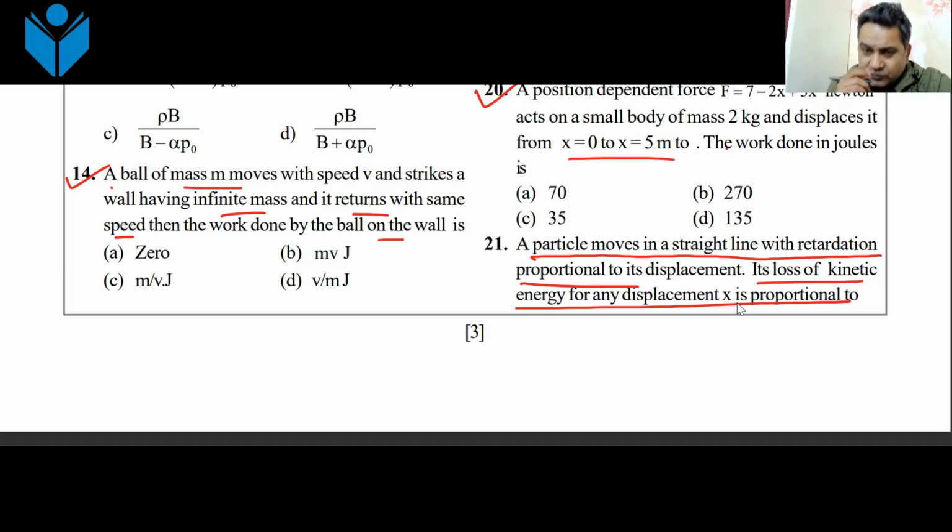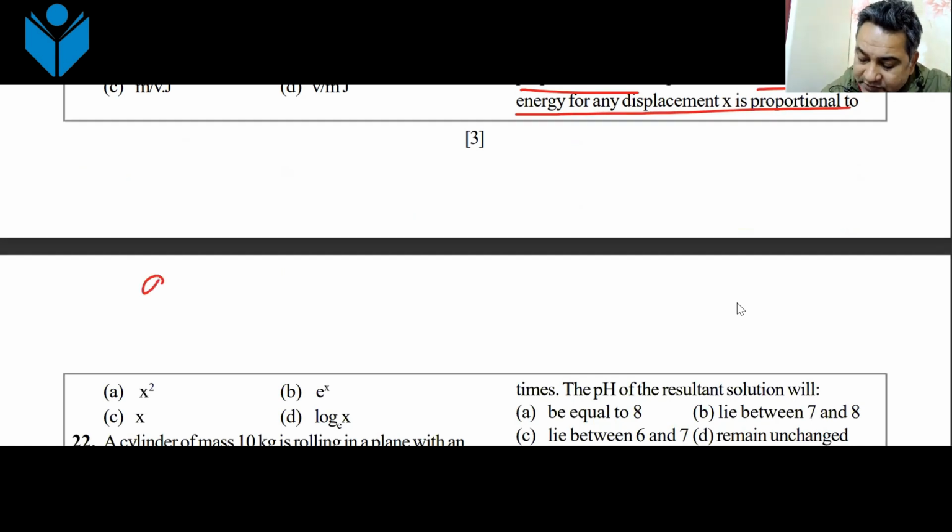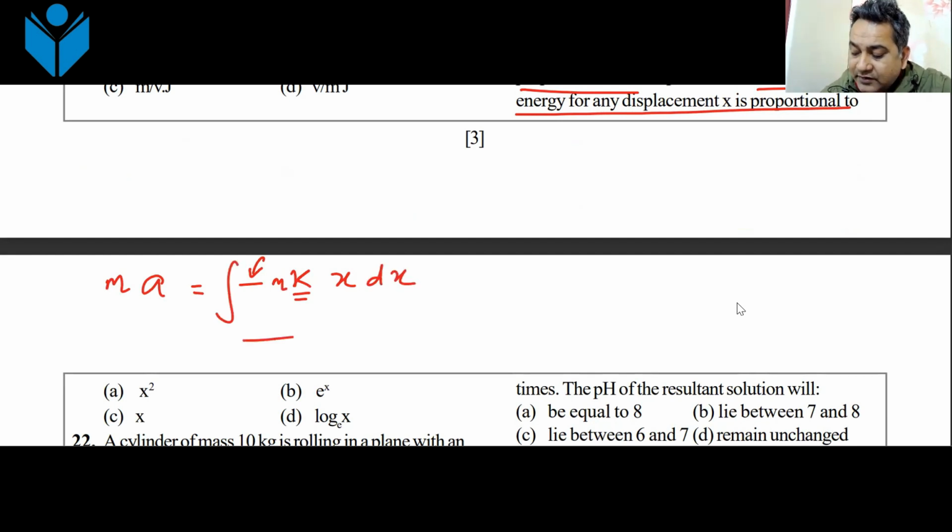I will just write it: acceleration is equal to minus kx. Negative sign because it is retardation. K is a constant. If I multiply it by m, this will become your force. If I multiply it by dx and integrate it, I will get the work done. This work done is equal to change in kinetic energy. Kinetic energy will decrease. From here, the answer is straightforward. Yes or no? Do you understand this?